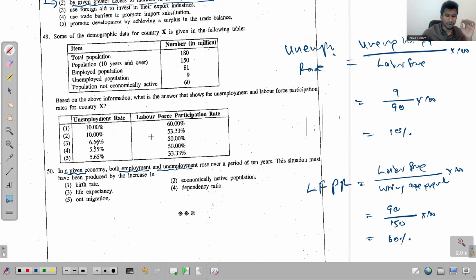You can calculate the labor force either by subtracting this 60 from 150, or you can find that same value simply by adding these two.